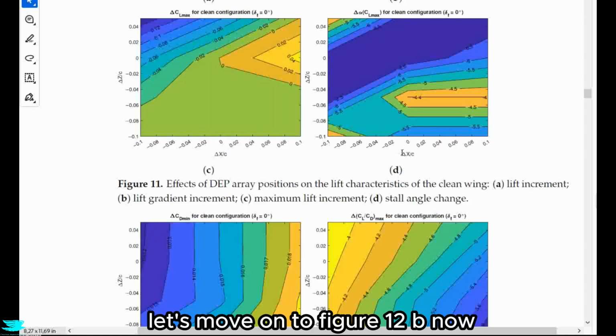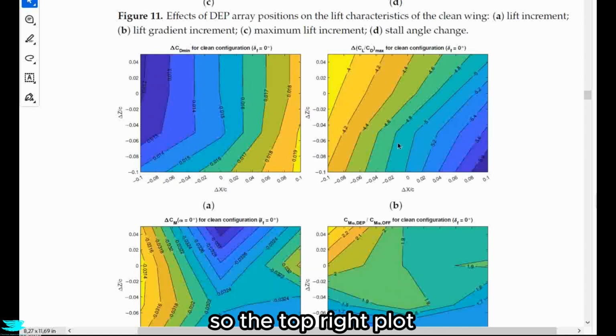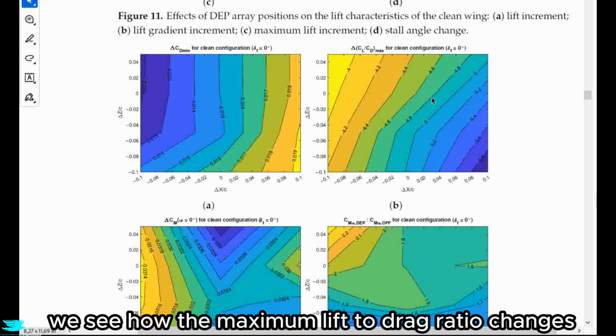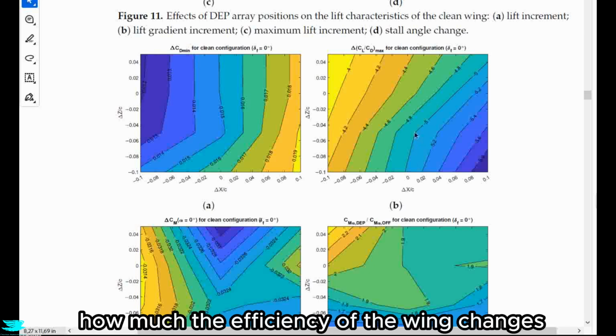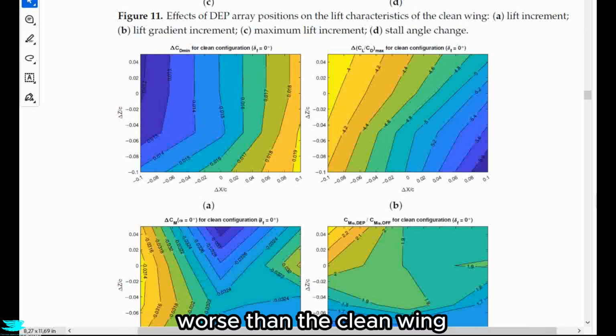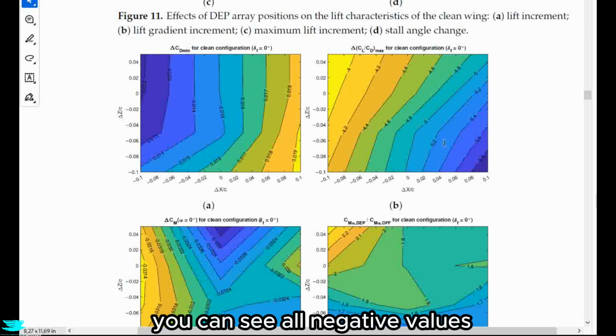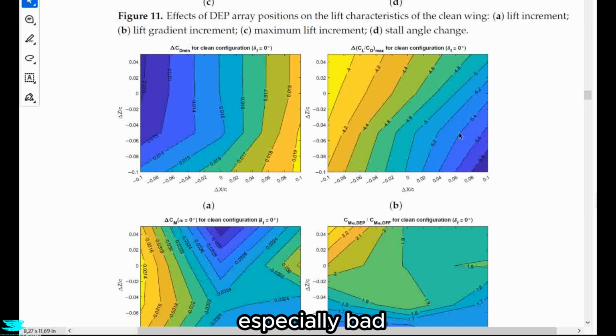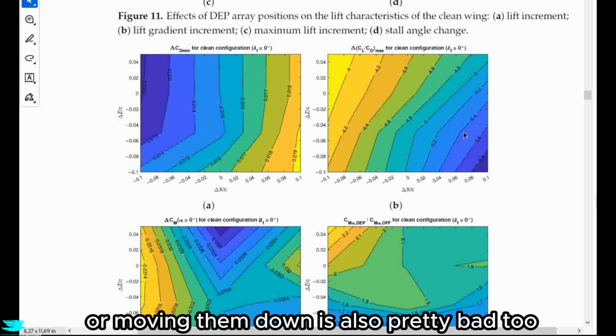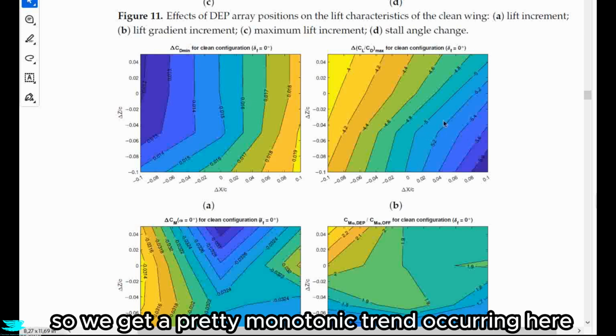Let's move on to figure 12b now. So the top right plot, we see how the maximum lift to drag ratio changes with these different depth locations. In other words, how much the efficiency of the wing changes. And clearly, all configurations are worse than the clean wing. You can see all negative values, but moving the propellers closer to the wing is especially bad, while moving them down is also pretty bad too. So again, a pretty monotonic trend occurring here.